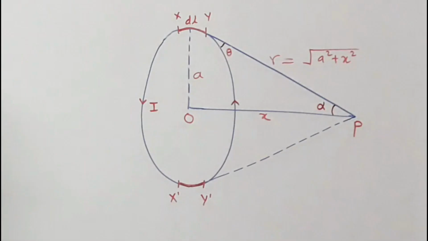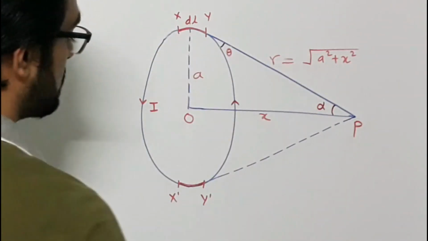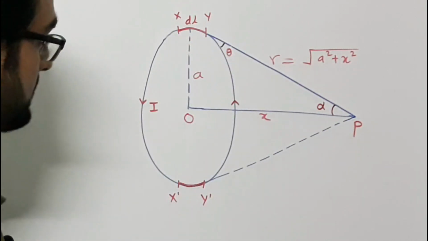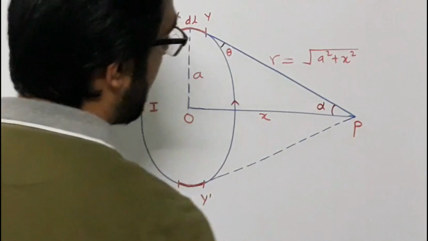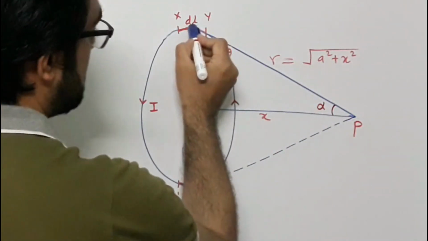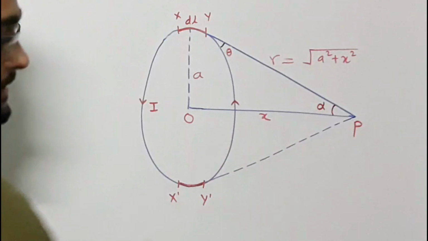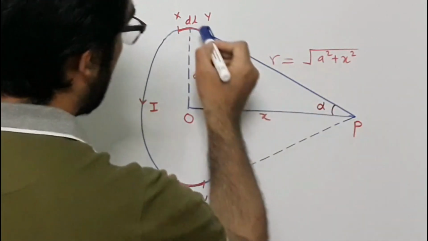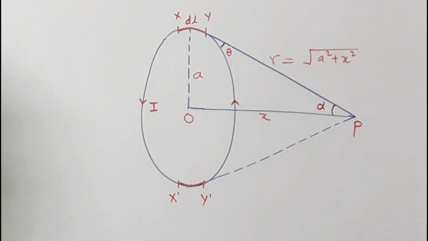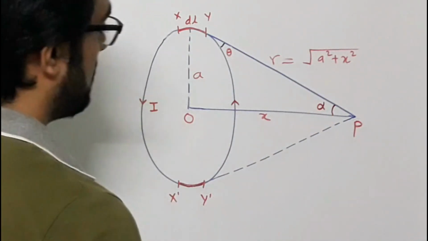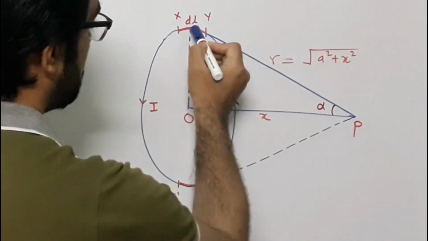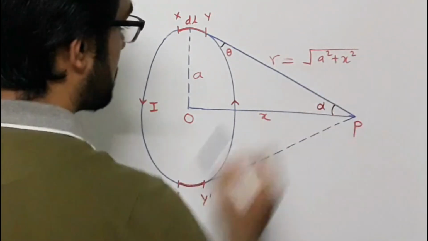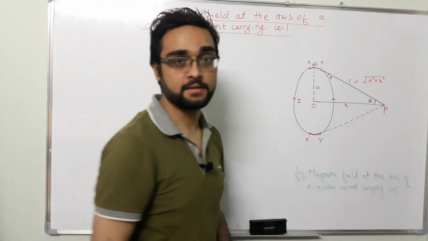Here xy and x dash y dash are two small sections of the conductor having a small length dl. Similarly, alpha is the angle made by the line joining dl and point P with the axis, and theta is the angle made by the line joining dl and P with the small length dl. Here, small r is the distance between point P and the small section of the conductor dl, which is equal to root under a square plus x square, which can be obtained by using Pythagoras theorem.